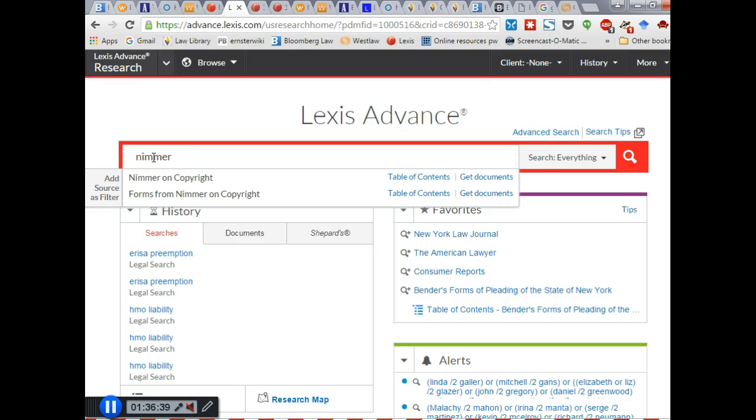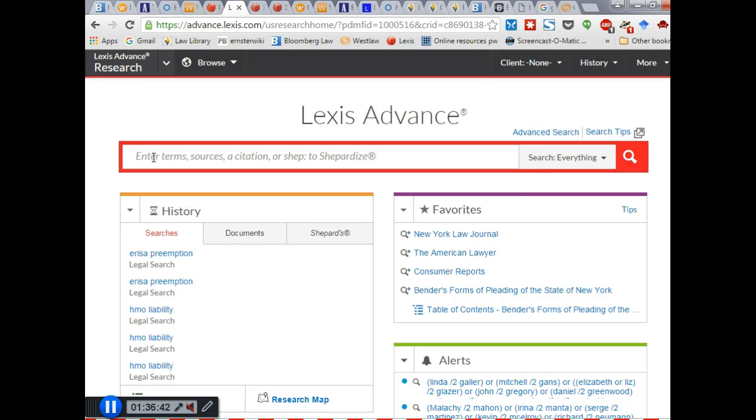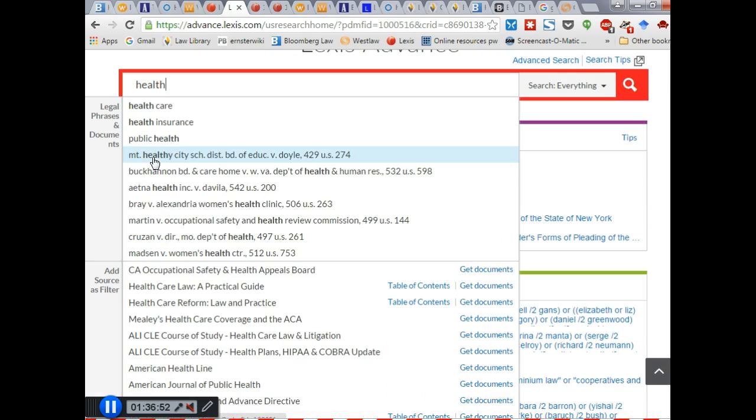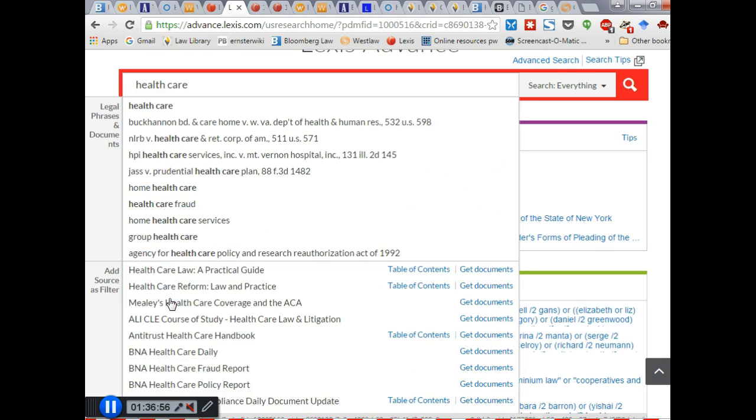So if you know the name of the treatise, you don't even necessarily have to know the name. You could guess, like one of the areas we think might be useful for our ERISA question is healthcare, right? So I can type in the word healthcare, and I can see what comes up on the Add Source as filter. So sort of a see-if-you-get-lucky approach. And sure enough, Healthcare Law Practical Guide. So I could search just that treatise on Lexis without having known its title in advance.